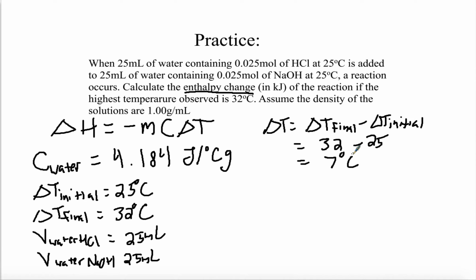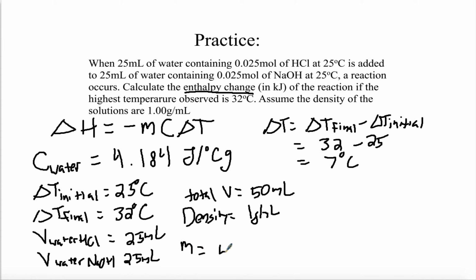Now all that's left to find is the mass. All we know so far is the volume. So we know that the volumes are 25 and 25, so combined the total volume is equal to 50 milliliters. We know the density is 1 gram per milliliter. So the m is going to equal 50 milliliters times 1 gram per milliliter, which is 50 grams.